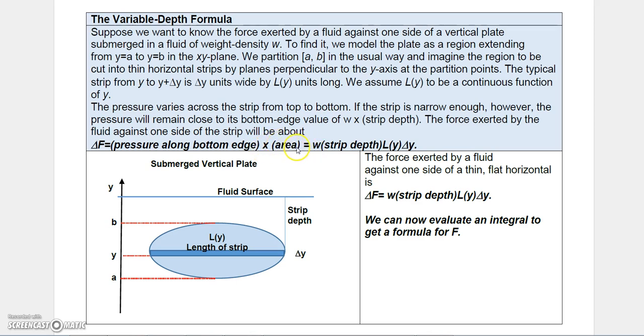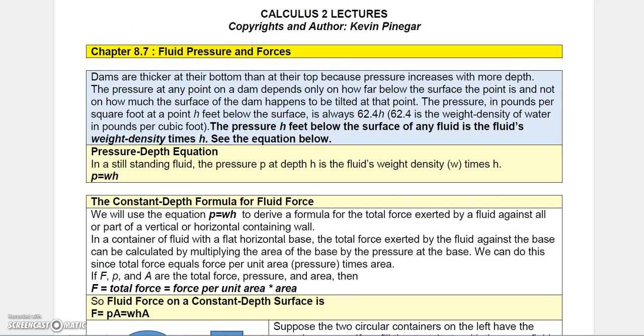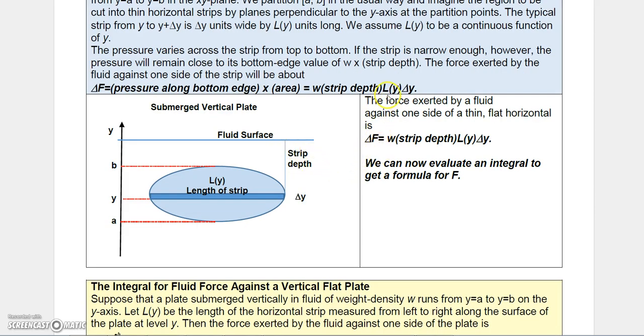So what would that be then? That would be the density of the fluid times the depth of the strip, then times the area of the strip. And remember, the area of the strip is just the width of the strip, delta y, times the length across of the strip, whatever this distance from here to here is. Okay, so now that we have delta F, we can evaluate an integral to get a formula for F.